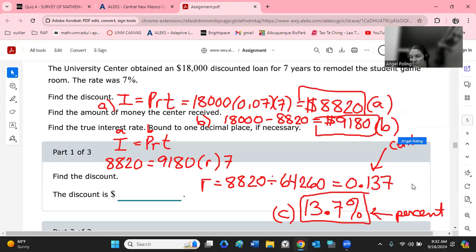So what's the discount? What's the amount you actually received, removing the discount? And then what's the actual interest? So here they claim it's 7, but we're actually paying 13.7.